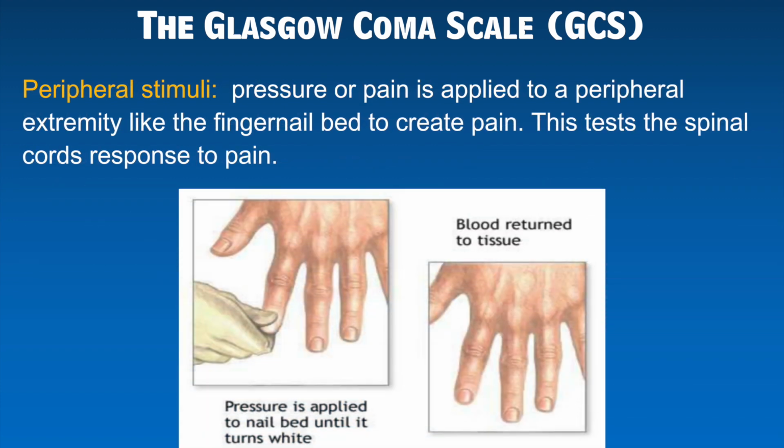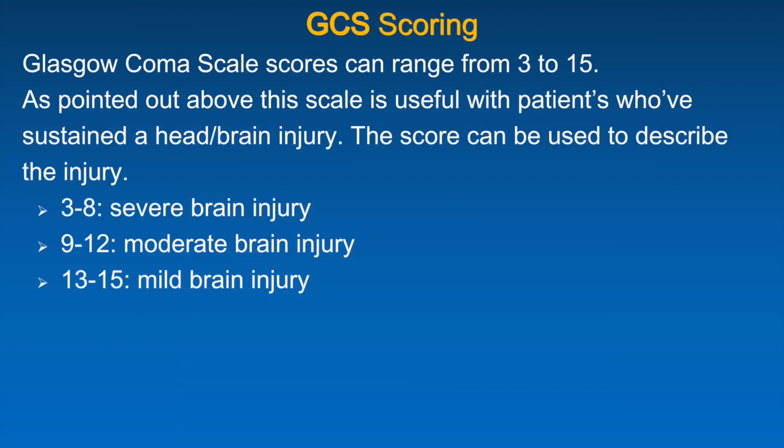Peripheral stimuli: pressure or pain is applied to a peripheral extremity like the fingernail bud to create pain. This tests the spinal cord response to pain. Next, we will see the Glasgow Coma Scale scoring.